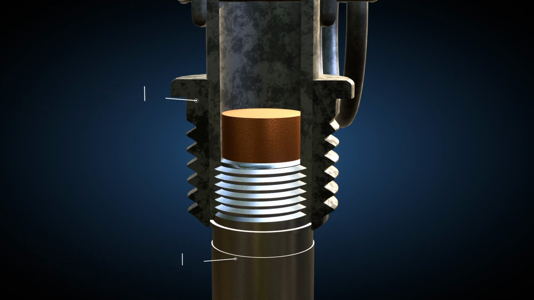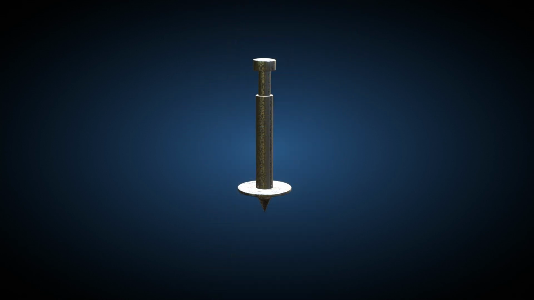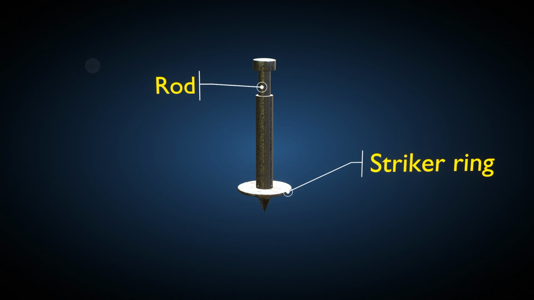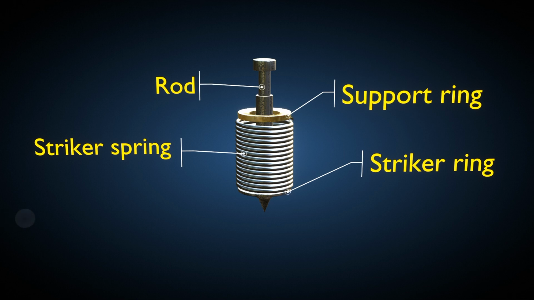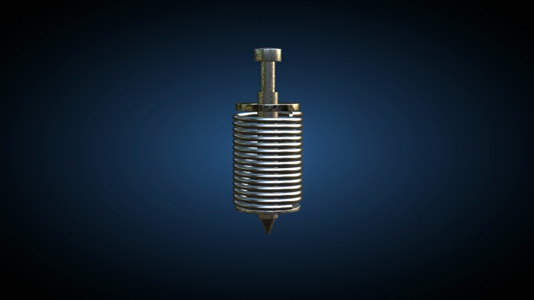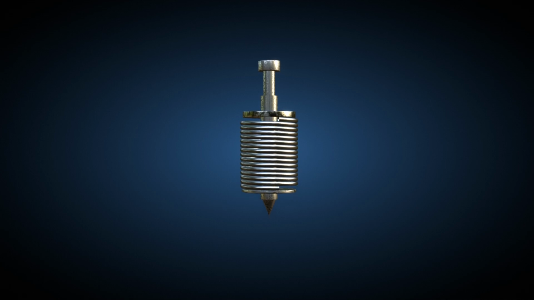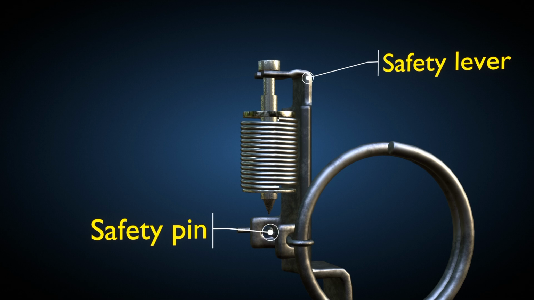But let's move up a bit and take a look at the triggering mechanism. The striker consists of a rod and a ring. The striker spring is compressed between the support ring on one end and the striker ring on the other, resulting in the creation of expansion tension. The safety lever restrains the spring and is secured by a pin that passes through the body of the unified hand grenade fuse.